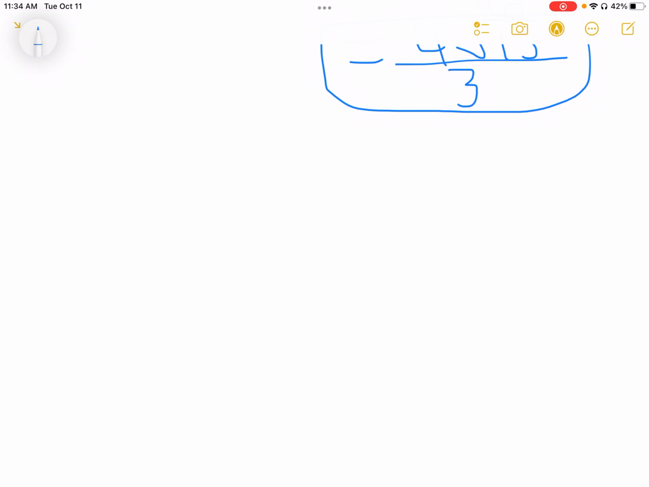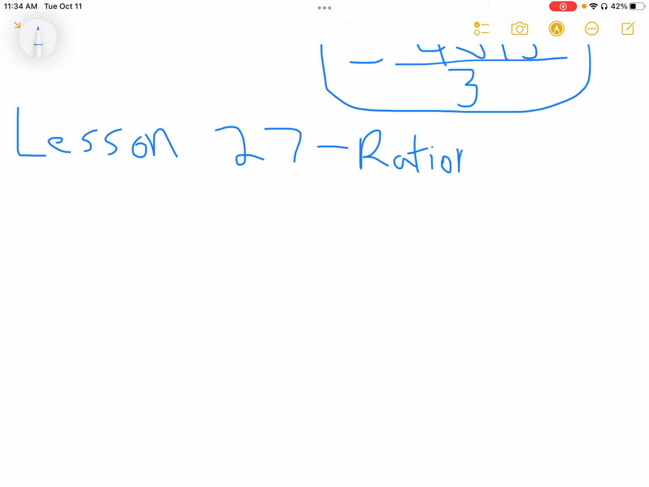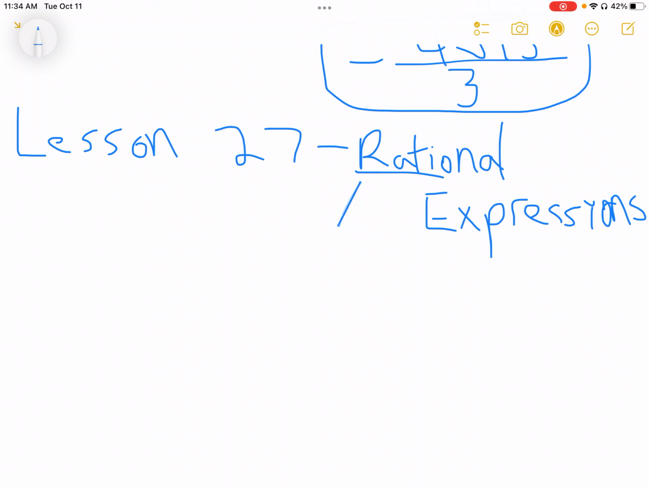Okay, so 27 is about rational expressions, okay? When we talk about rational expressions here, I'm not talking about the word, what does rational mean, right? And like, what is rational arguments or something like that. When we talk about rational expressions here, it's more like a ratio, okay? So rational expressions, we're talking about fractional expressions in some way, okay? Fractional expressions. It's this ratio part, right? A ratio is really a fraction.